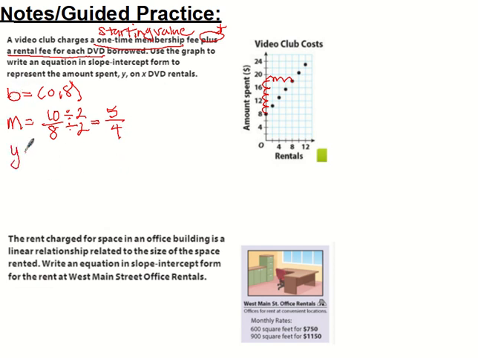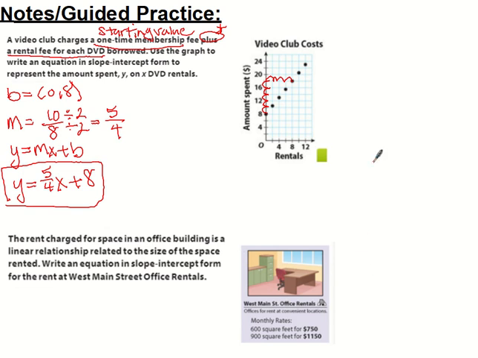Remember, our equation is Y equals MX plus B. And we're going to leave the Y and the X open so we can then use it to find other numbers, right? Maybe past 12 DVDs. So we'll go Y equals our slope, 5/4, X plus our Y-intercept, which was 8. And that is our final answer. There's our equation for that line.